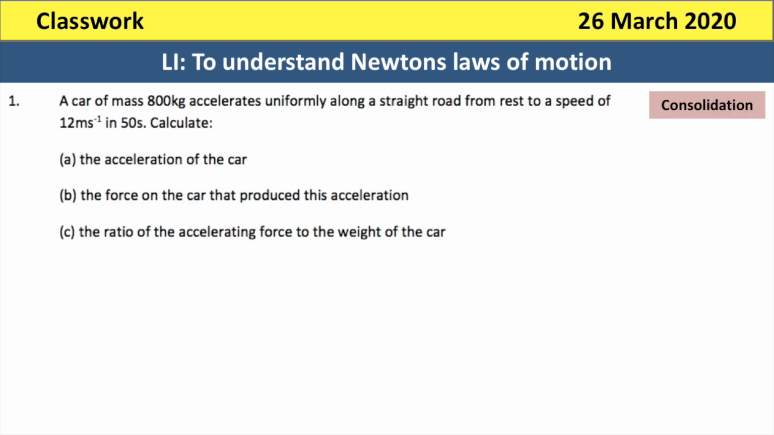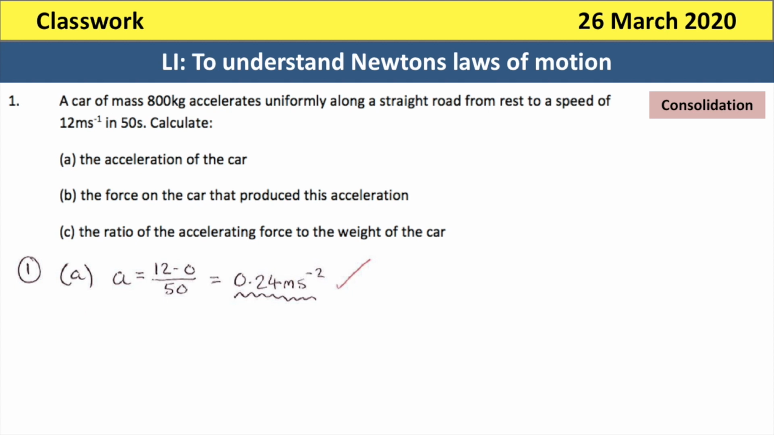The first question on consolidation is: a car of mass 800 kilograms accelerates uniformly along a straight road from rest to a speed of 12 meters per second in 50 seconds, and we were asked to calculate the acceleration of the car. Acceleration is change in velocity divided by time. The velocity has changed by 12 meters per second in a time of 50 seconds, so the acceleration will be 0.24 meters per second squared. Please make sure to include the unit when you're writing this out at home.